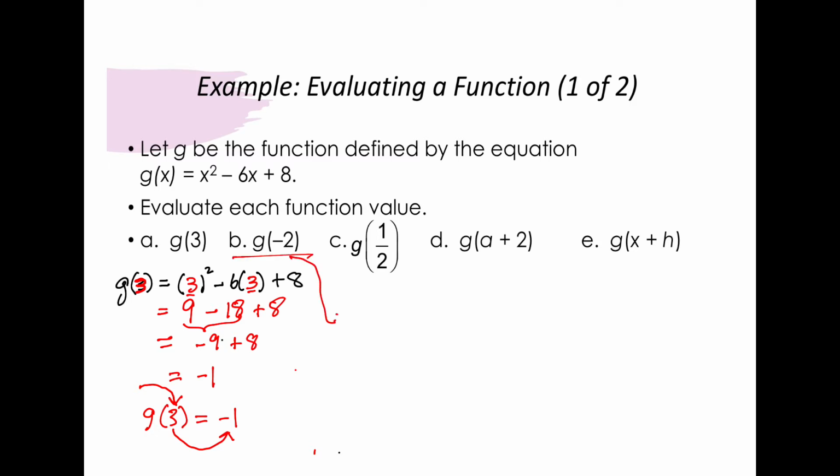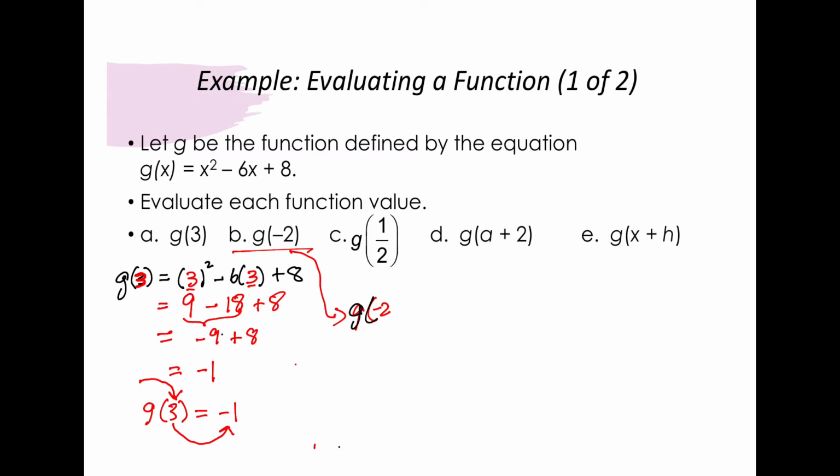Let's go ahead and do this one, g of negative 2. Let me switch my colors here, just because it contrasts a little bit more. G of negative 2. And so we're going to rewrite that again, x squared minus 6 times x plus 8. And our input there is negative 2.